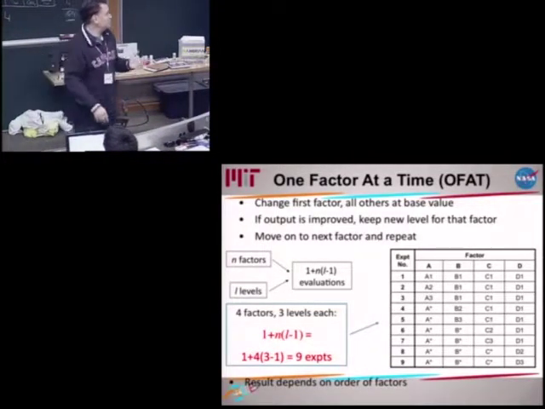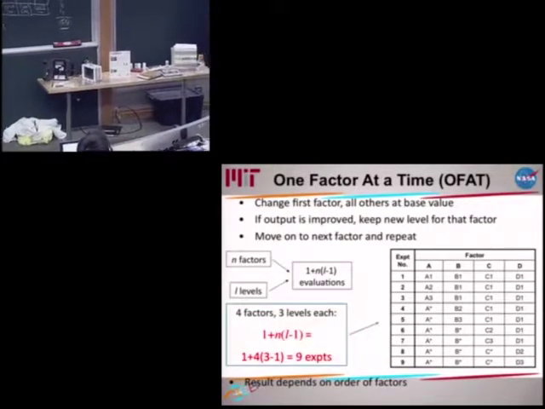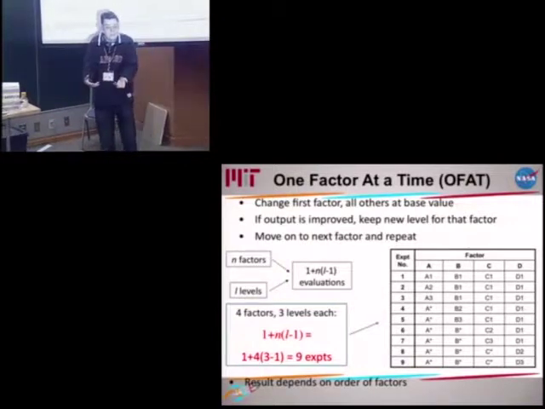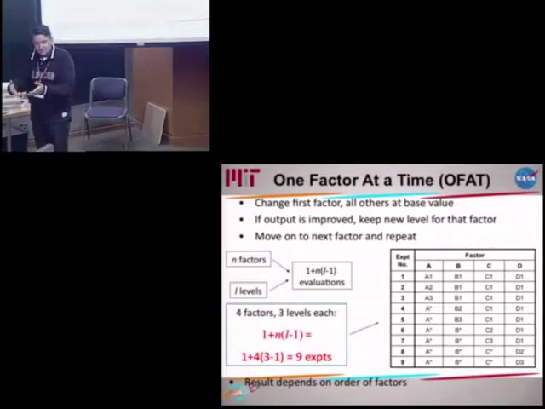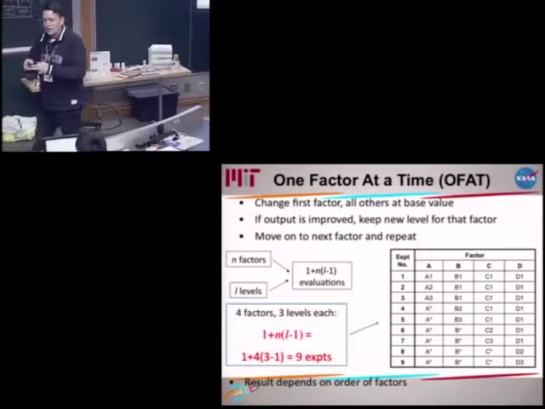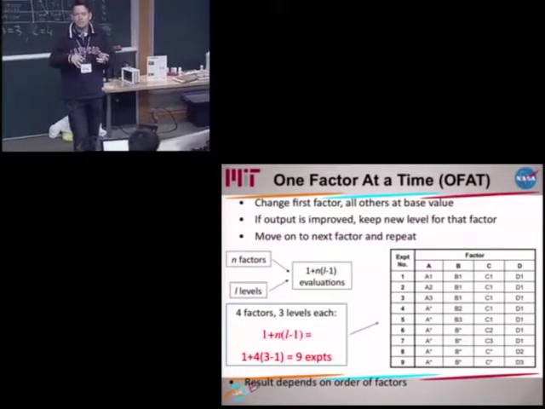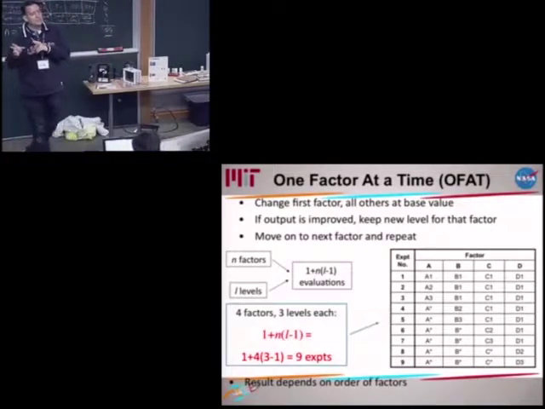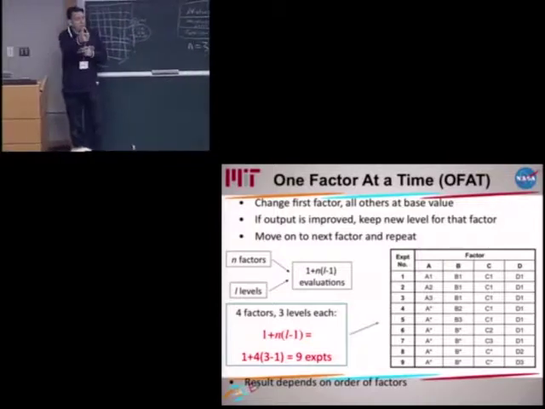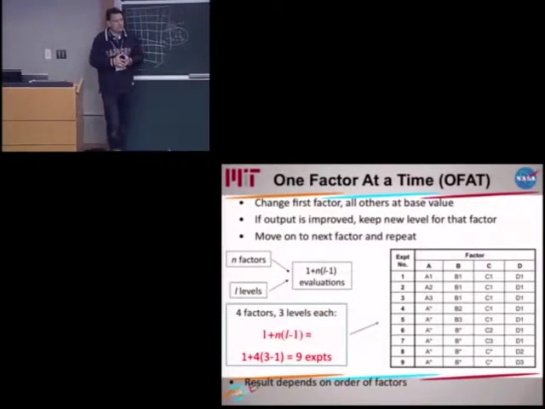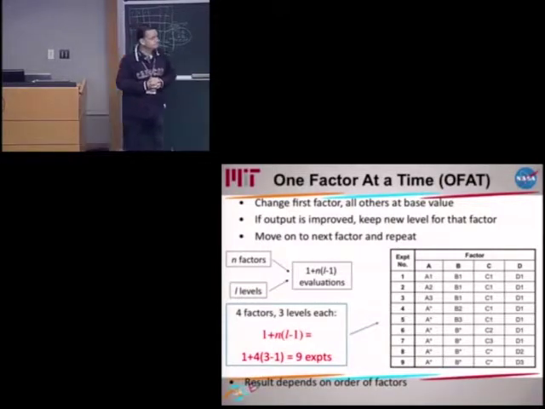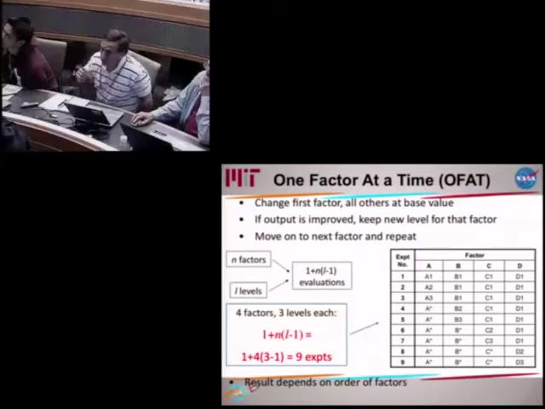But, if you started with A3, B3, C3, D3 as your initial point, and then you did OFAT, one factor at a time, you may end up with a different, quote, optimal design. It's not really optimal, but a different best design. So OFAT is very powerful, but it depends, and the more nonlinear the interactions are amongst factors, the more important this will be.